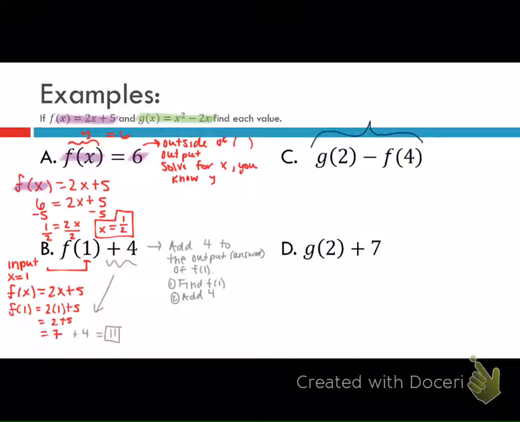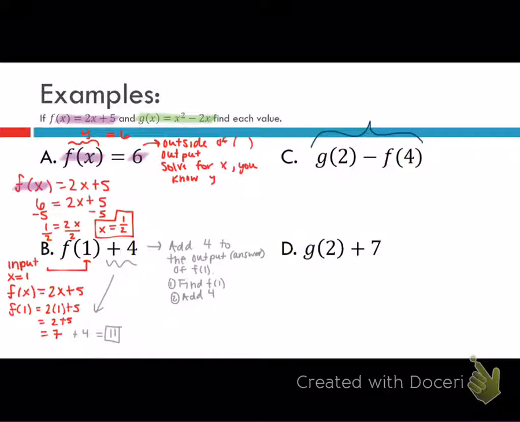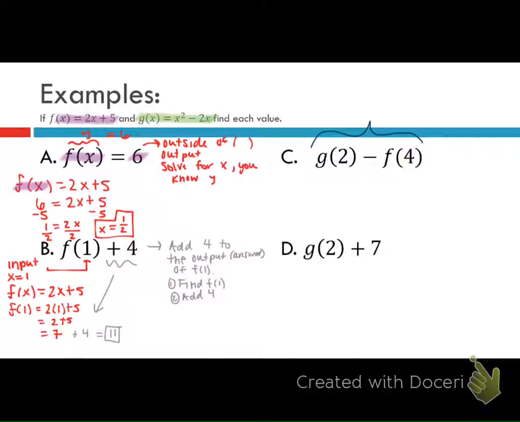Okay, you got f of g of 1, f of 7. What did we do with those two pieces? Added them, because there was an addition sign. So what do you think you're going to do here? Find g of 2 and f of 4, and then what are you going to do with those answers? Subtract. There you go.